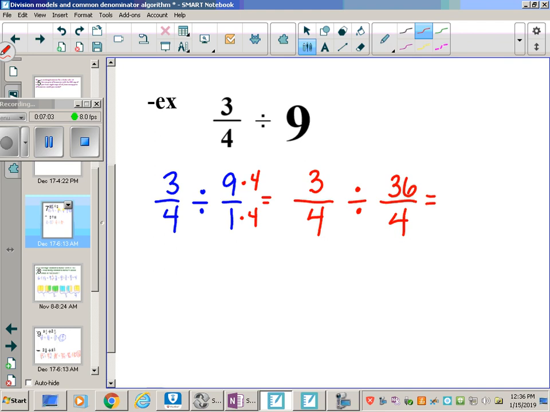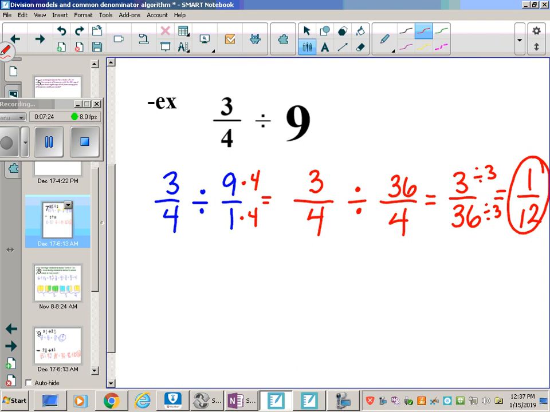To do that, I really just need to, again, divide my numerators, making sure that I divide them in the order they're written. So my answer is 3/36, which can be simplified to 1/12 by dividing both numerator and denominator by 3. So my answer to that one is 1/12.